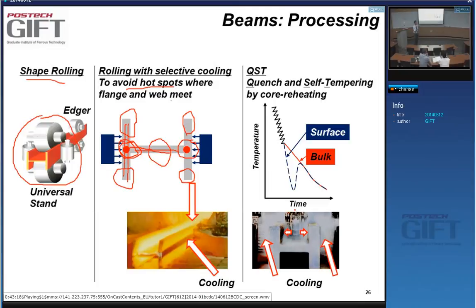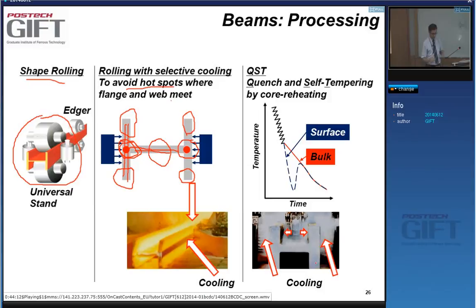So what you do here is, after the manufacturing of your beams, you cool the outer side of your I-beam very heavily, so it develops a very fine microstructure and very high strength on the outer part of the beam. And then you basically leave it to temper this very hard outer part by core reheating.